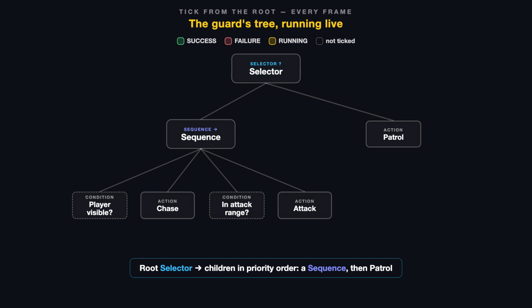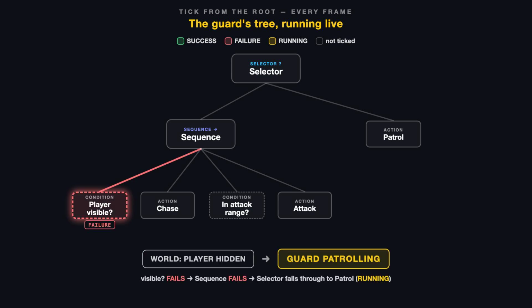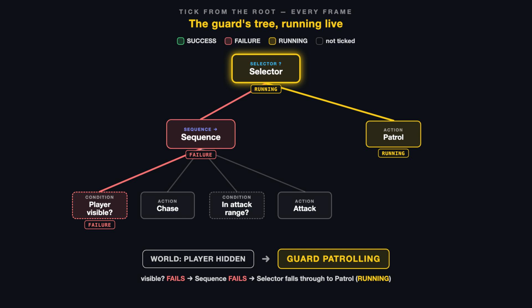Watch scenario 1, where the player is hidden. The selector ticks its first child, the sequence. The sequence ticks its first leaf, is the player visible? Failure. So the sequence fails at once, and never touches chase or attack. The selector's first child failed, so it falls through to its second child, patrol. Patrol returns running. The guard patrols. Green is success, red is failure, yellow is running.